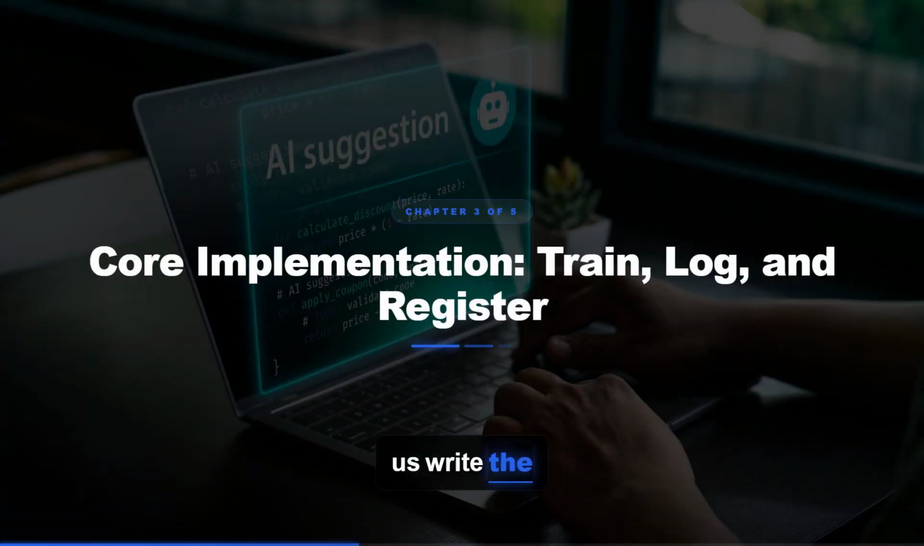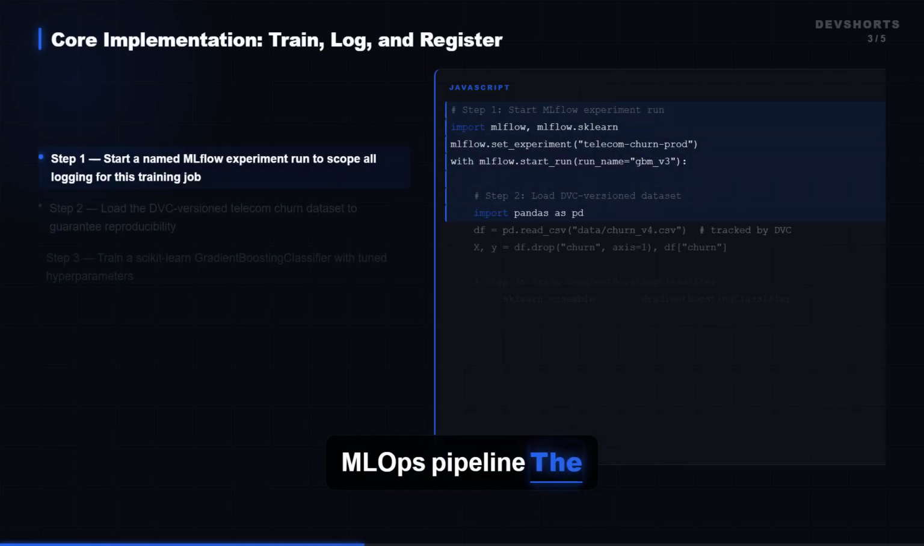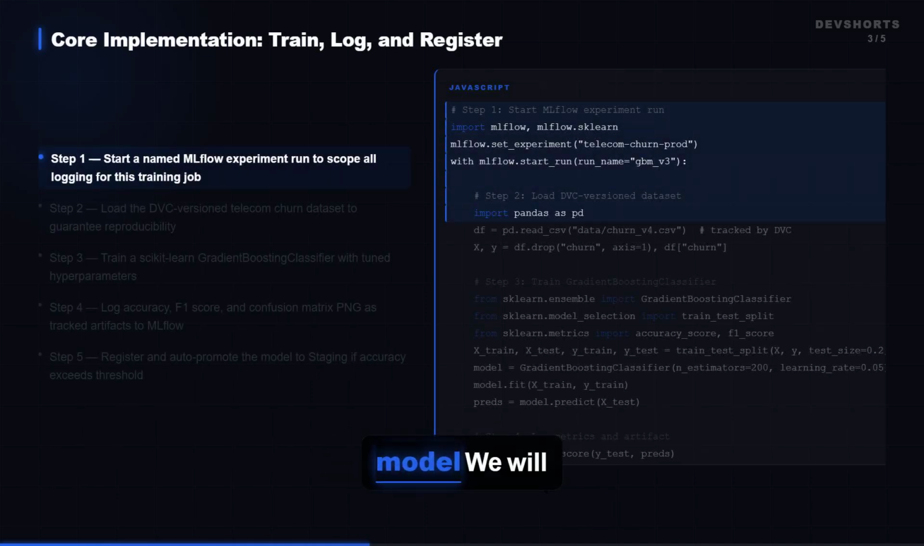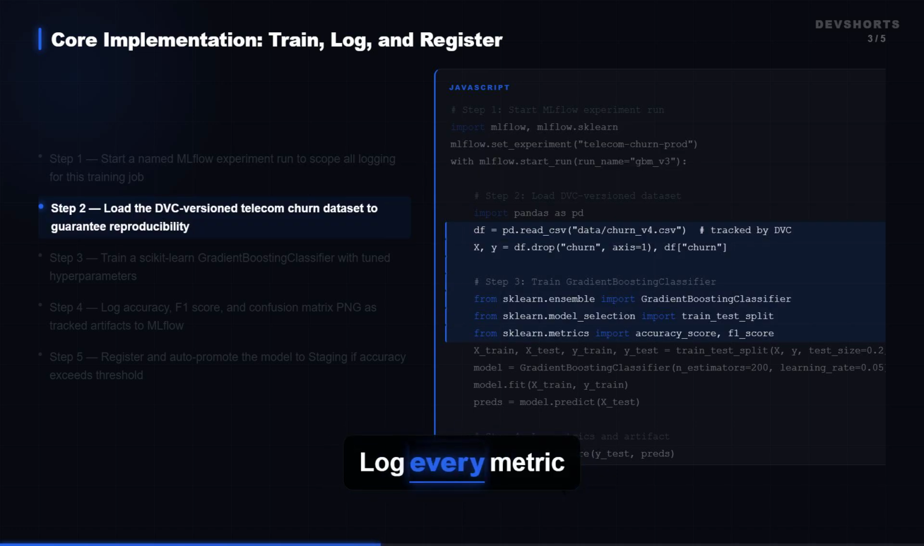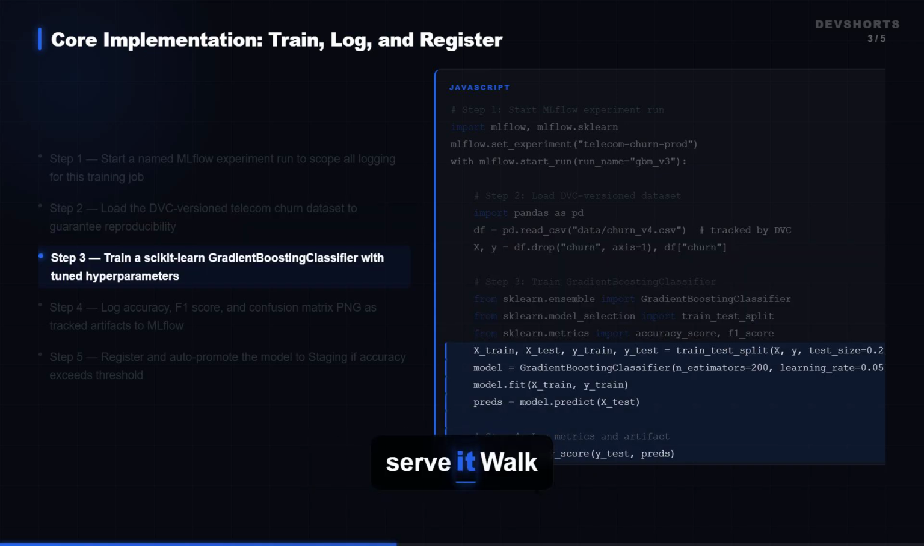Now let us write the core of your MLOps pipeline. The goal here is to train a model. We will use a churn prediction classifier for a telecom company. Log every metric to MLflow and register the best performing version into the model registry so Seldon can serve it. Walk through each step with me.